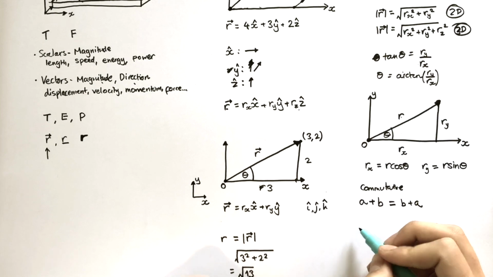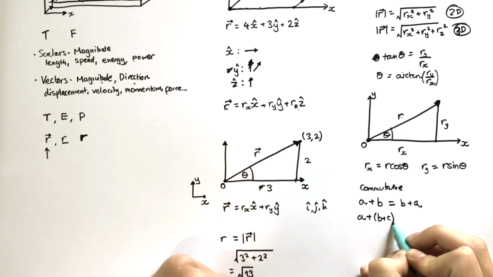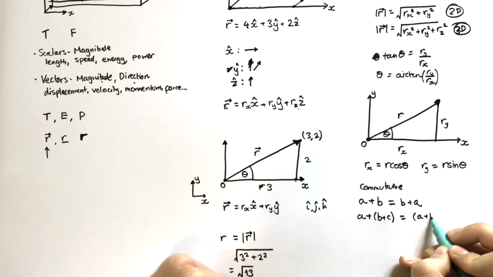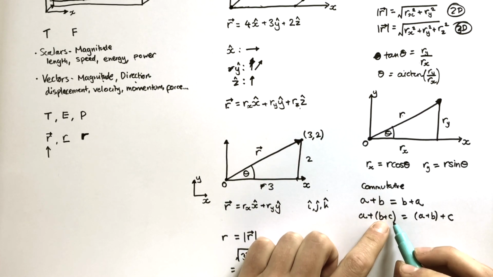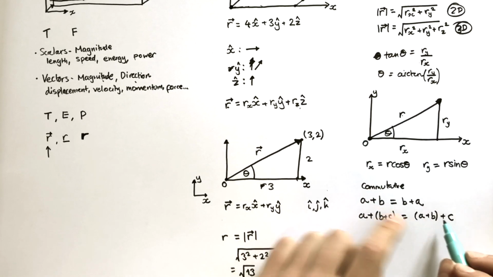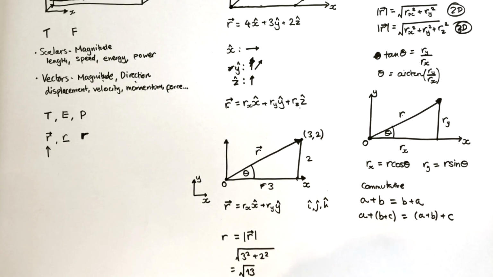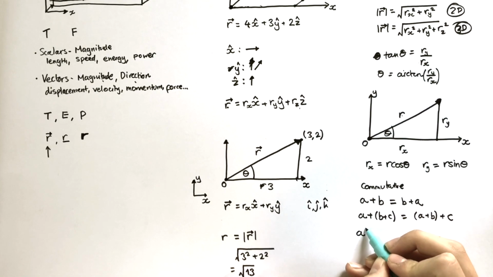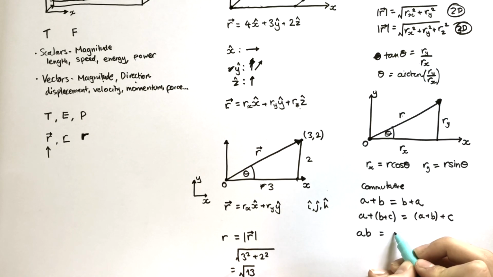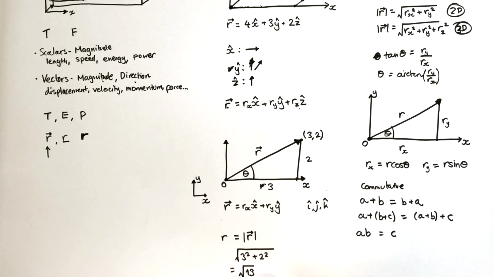Now it's also known as associative, and this is basically a plus b, plus c is exactly the same as a plus b plus c. So it doesn't matter whether you add those two first and then add that one on, or add that one first. You'll still end up with the same result. And the last thing to note is that when you multiply a scalar by a scalar, you'll simply end up with another scalar. So we can just say that ab is c, and all three of those are scalars.